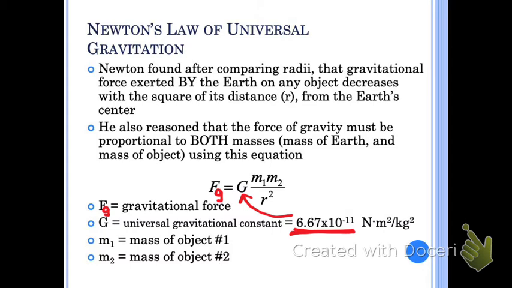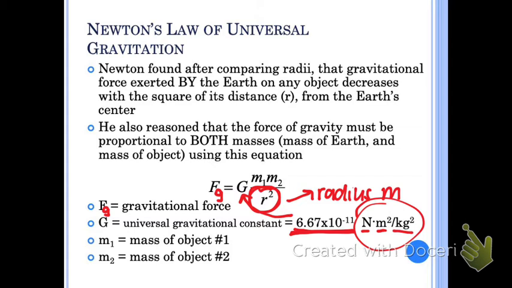Right, R stands for the radius, and it needs to be measured in meters. You'll see here from the units on G that our radius has to be measured in meters, force in newtons, and mass in kilograms. Right? In order for G to work, the units have to match that. Okay, so newtons, meters, and kilograms for our values.